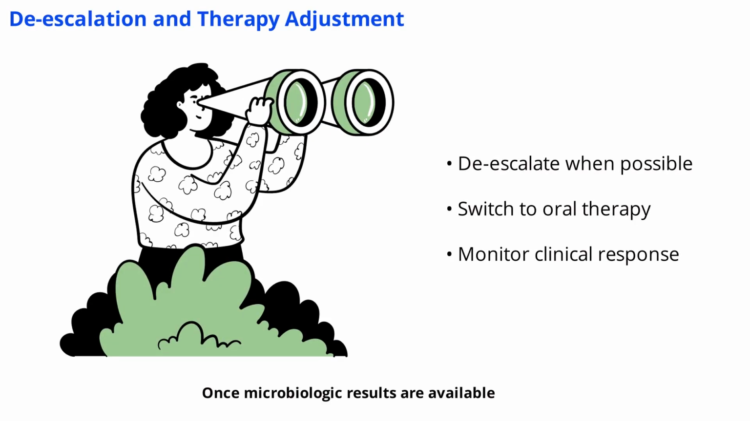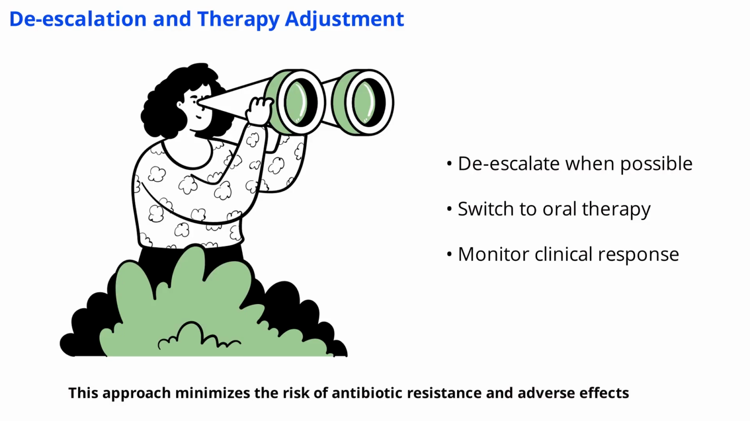Once microbiologic results are available, it's important to de-escalate to narrow-spectrum antibiotics and switch to oral regimens when appropriate. This approach minimizes the risk of antibiotic resistance and adverse effects. Empiric regimens are always subject to modification based on clinical response and laboratory findings.